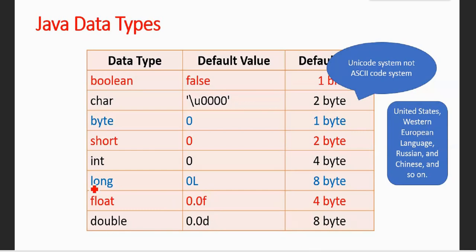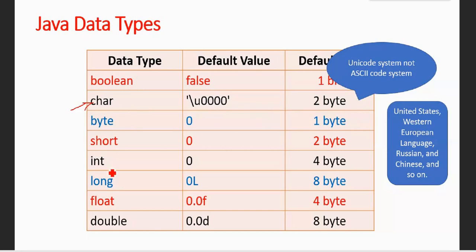So I think all these data types you already studied in your previous programming language, except some difference here with respect to the character. Here the character is 2 bytes in length. So if you want any other language characters, you can use them in your Java program.